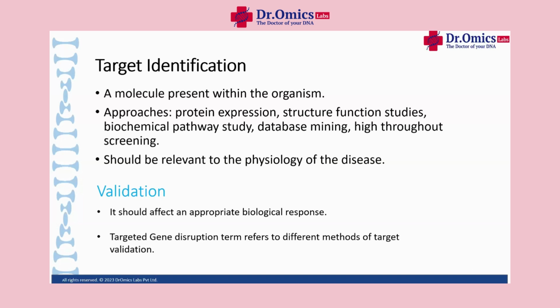It should affect an appropriate biological response. Whatever target you are considering, if in the absence of that target, some other thing is doing the same thing, then there is no meaning of considering that target. You may say that a given target plays an important role and is responsible for the pathogenicity, but if in its absence some other protein or gene does the same thing, then there is no use of it. So targeted gene disruption is what we further use for target validation.